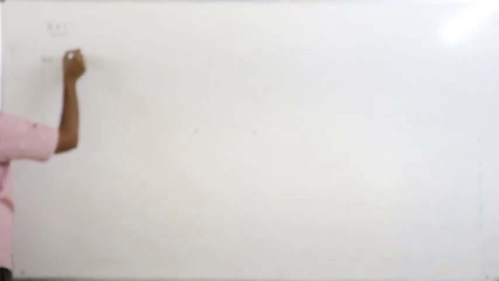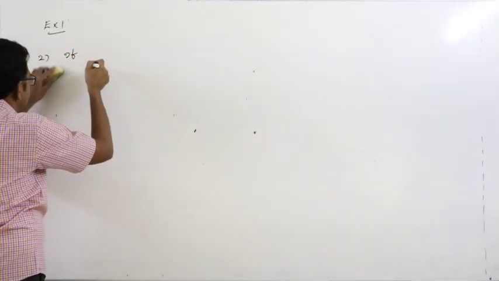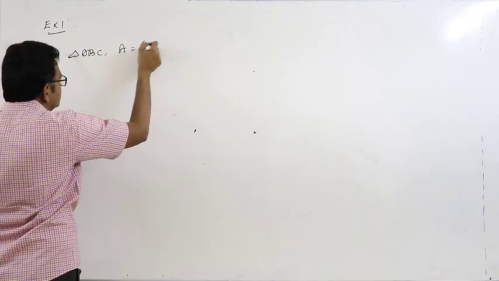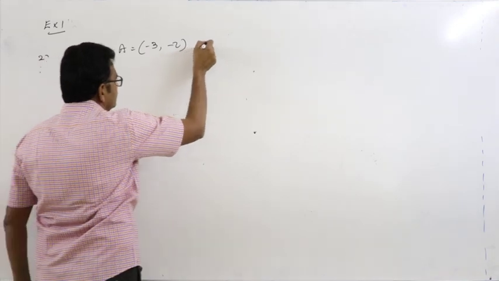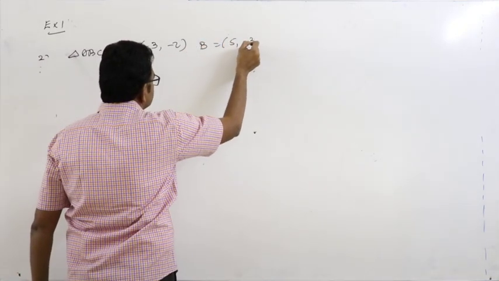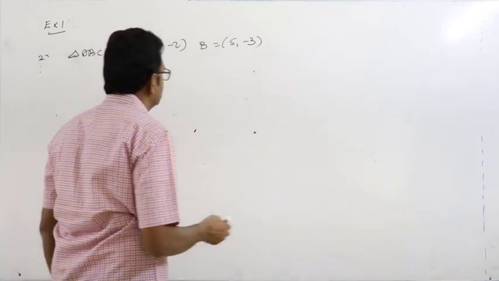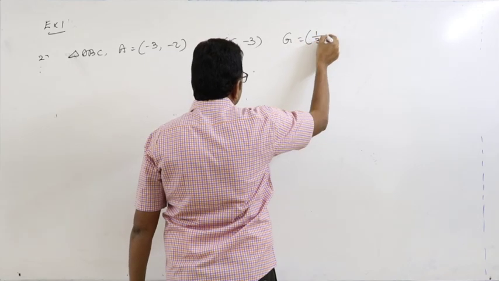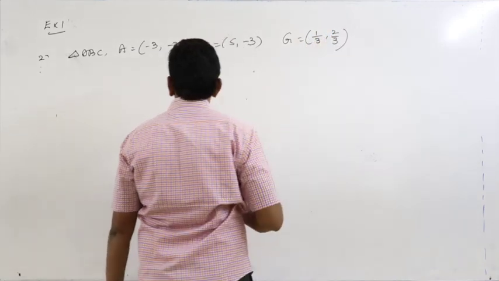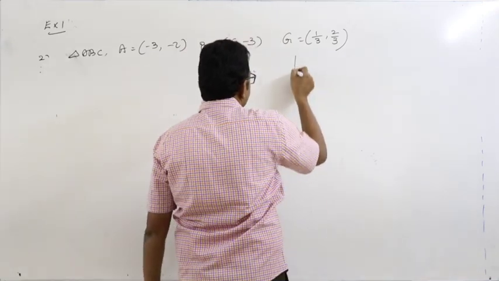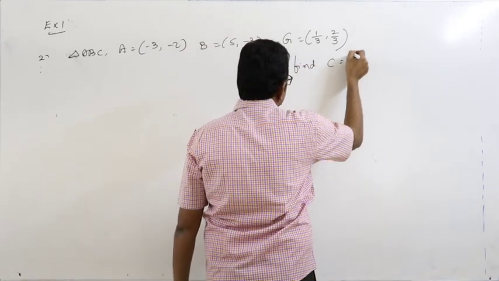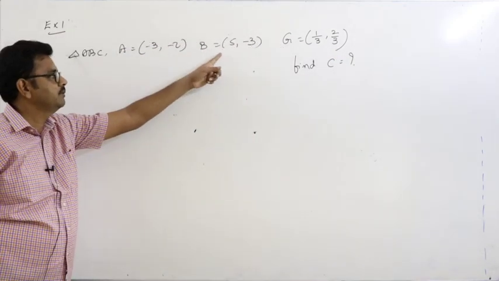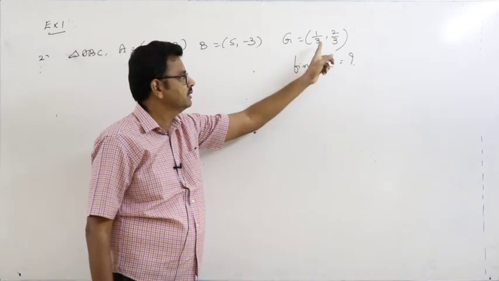Next one, in a triangle ABC, A equal to (-3, -2), B is equal to (5, -3), and centroid G equal to (1 by 3, 2 by 3). Then find the vertex C. That is, two vertices of triangle ABC are given and centroid is given. Then find the third vertex.